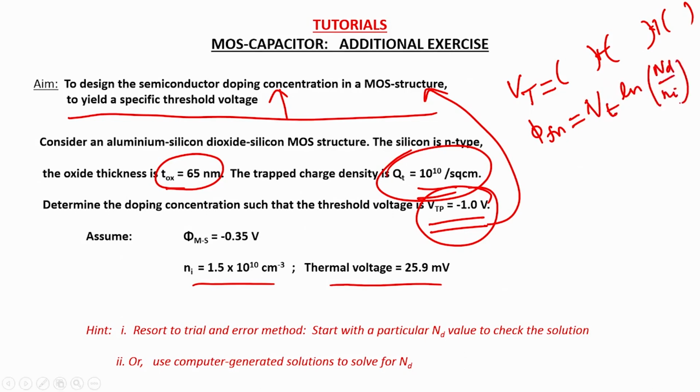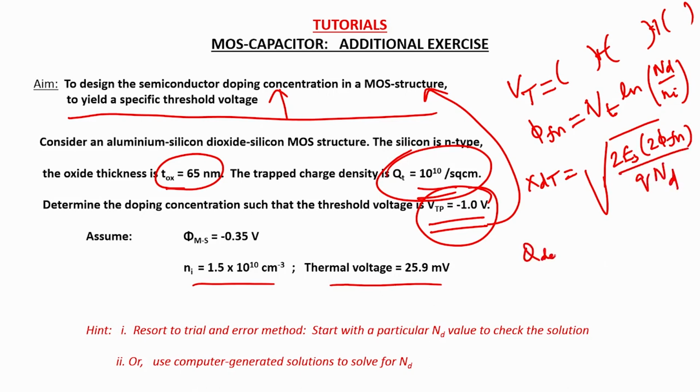Since this is an n type substrate, the doping concentration is Nd. The maximum space charge, which is nothing but 2 phi s, is 2 phi fn, and the depletion charge is given by q Nd into xdt. So you can see that in almost all the expressions this Nd term appears here and there. So there are 2 approaches to solve this problem.